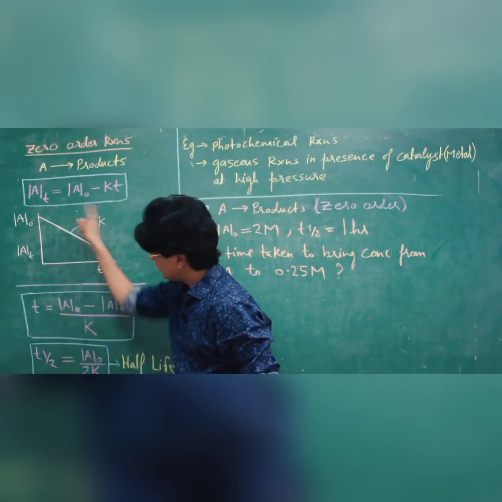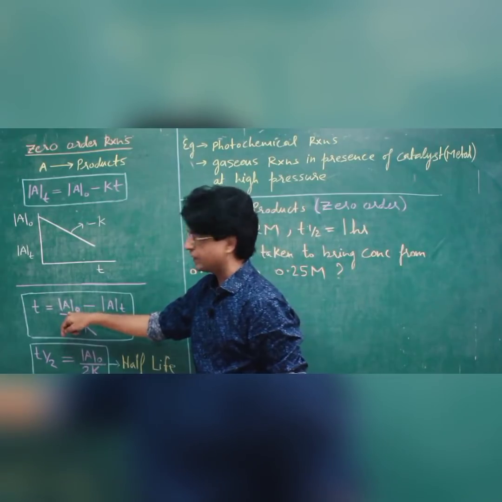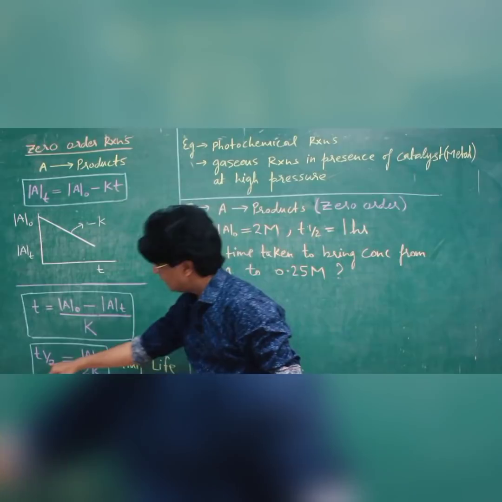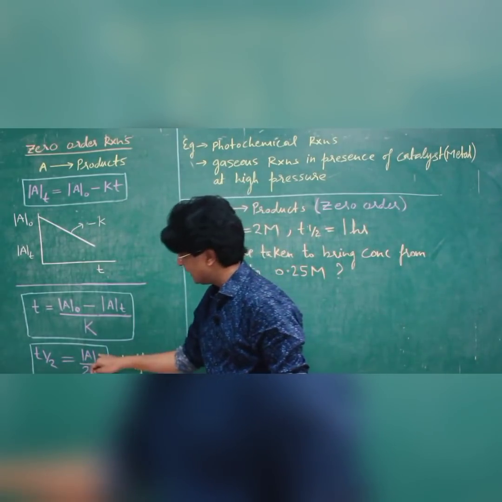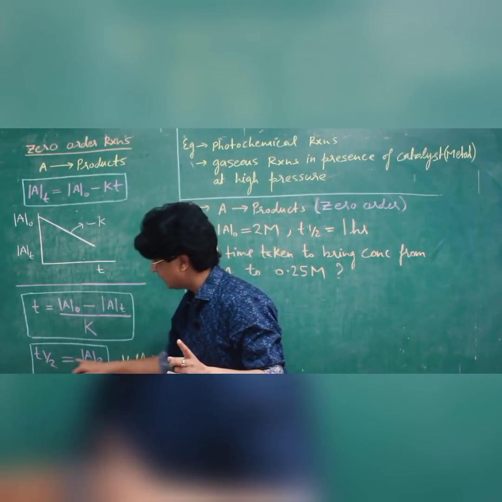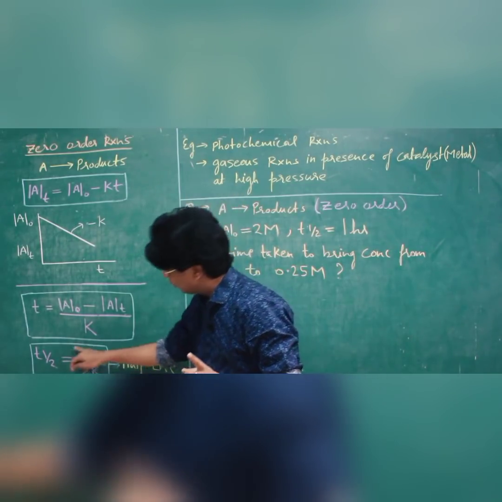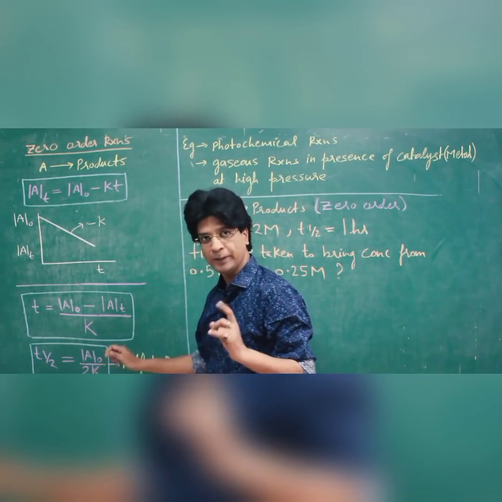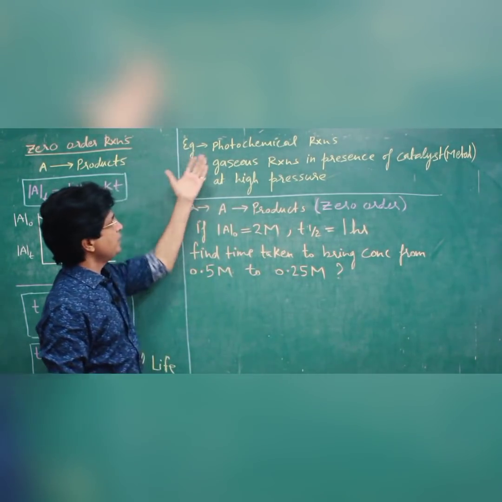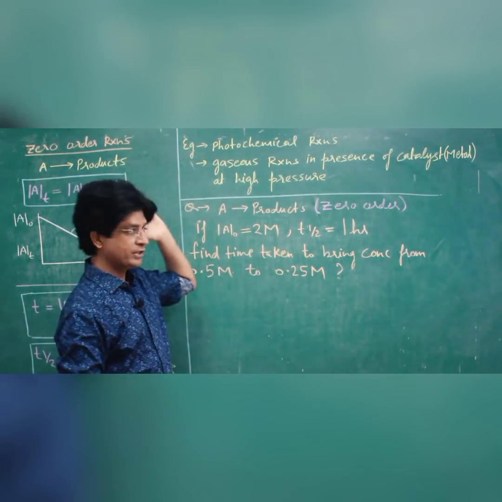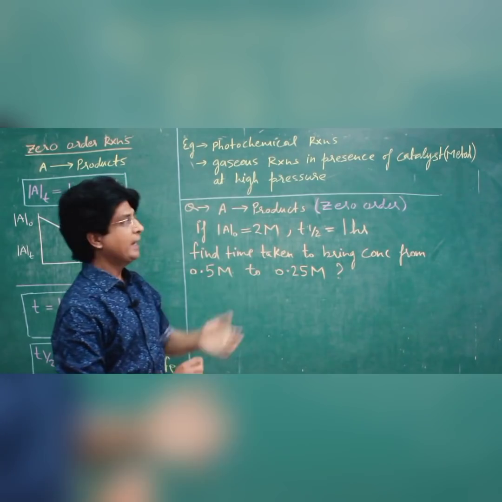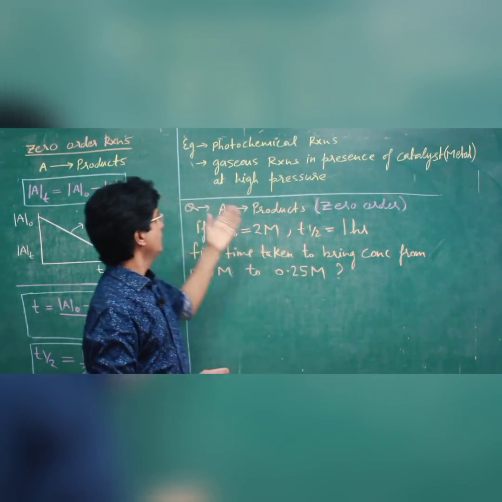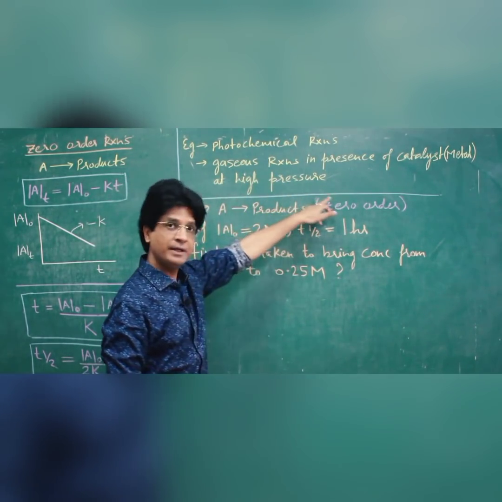Now you rearrange that, and you will get time equals initial amount A naught minus the remaining amount, upon K. So from here t half we can say is A naught by 2K. Remember that half-life is directly proportional to the initial amount. The more the initial amount, the more the half-life. This is very important. You got to note it down. Okay. And examples of zero order reactions are photochemical reactions and gaseous reactions in the presence of a solid catalyst, maybe metal, at high pressure. Remember that it is at high pressure.